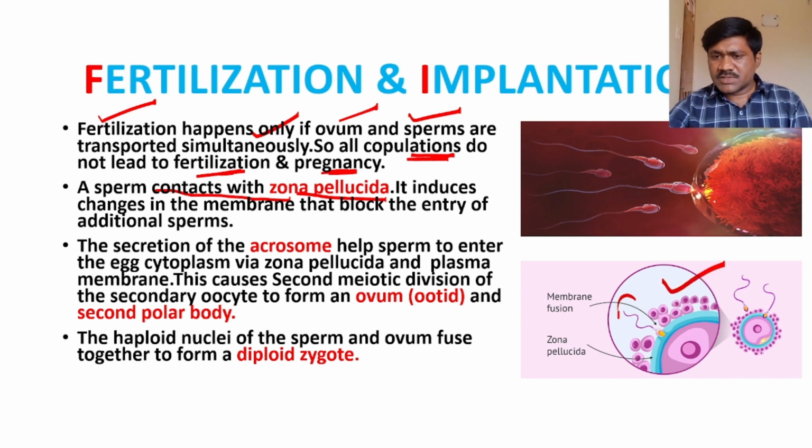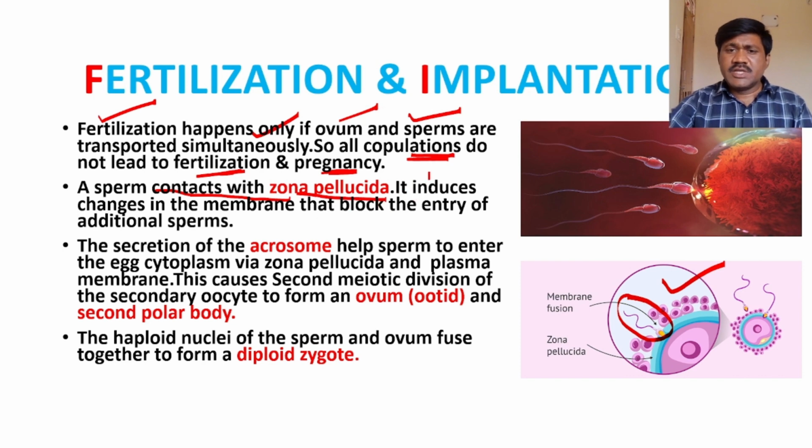Whenever a sperm cell touches the zona pellucida membrane, some changes are induced in the membrane. Because of these changes, the entry of additional sperms into the ovum is blocked.